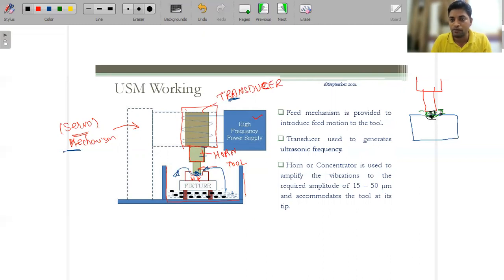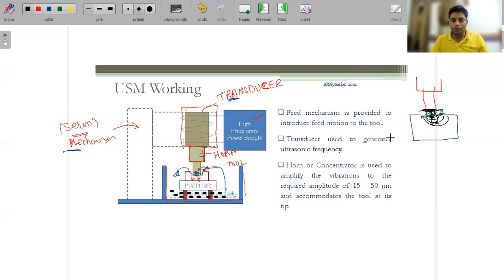If this number of abrasive particles, or the distance between the workpiece and the tool, increases, then the vibration transferred to the tool tip is not exactly transferred to the workpiece surface. So it will decrease the removal of material, it will decrease the material removal rate. Okay guys, please keep this in mind: if you are not keeping this distance constant, then the material removal rate will decrease.